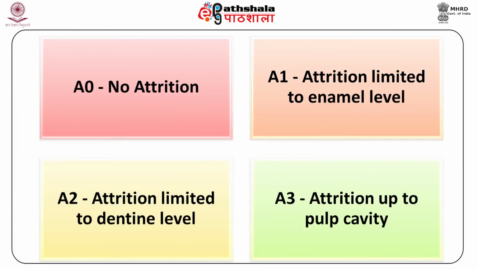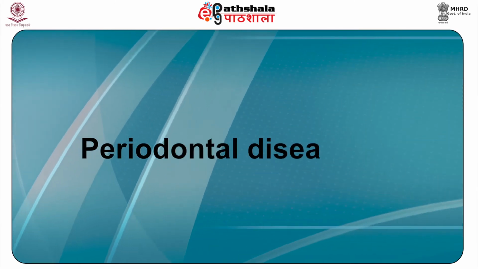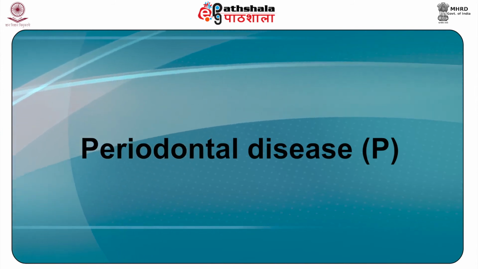Starting with the attrition, denoted by capital A. Attrition is the wearing down of tooth structure by mechanical forces from opposing teeth. In this process, initially the enamel is affected, and the level of attrition from enamel downwards is pointed out by Gustafsson in the chart: A0 denotes no attrition, A1 denotes attrition limited to enamel level, A2 denotes attrition limited to dentine level, and A3 denotes attrition up to the pulp cavity.